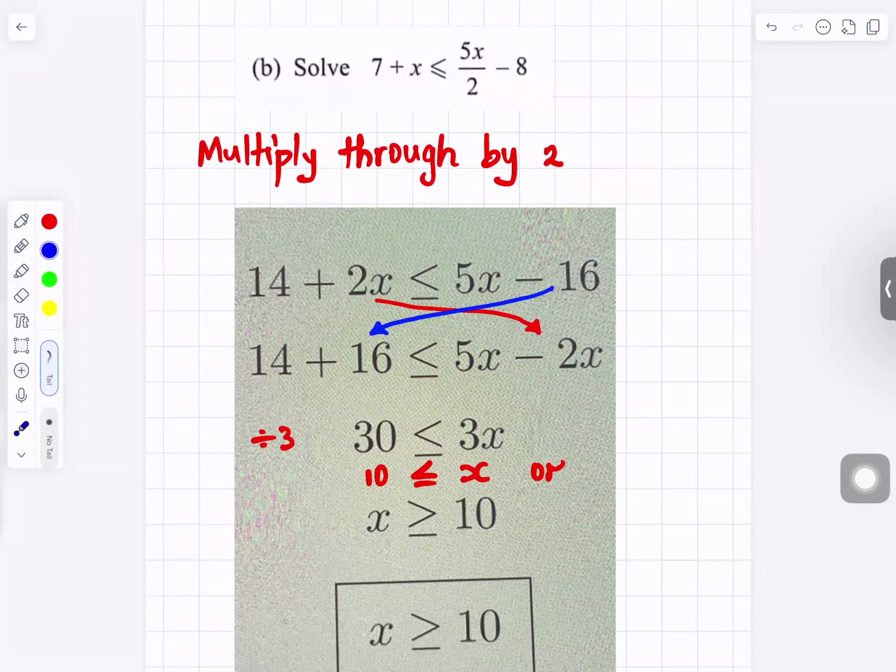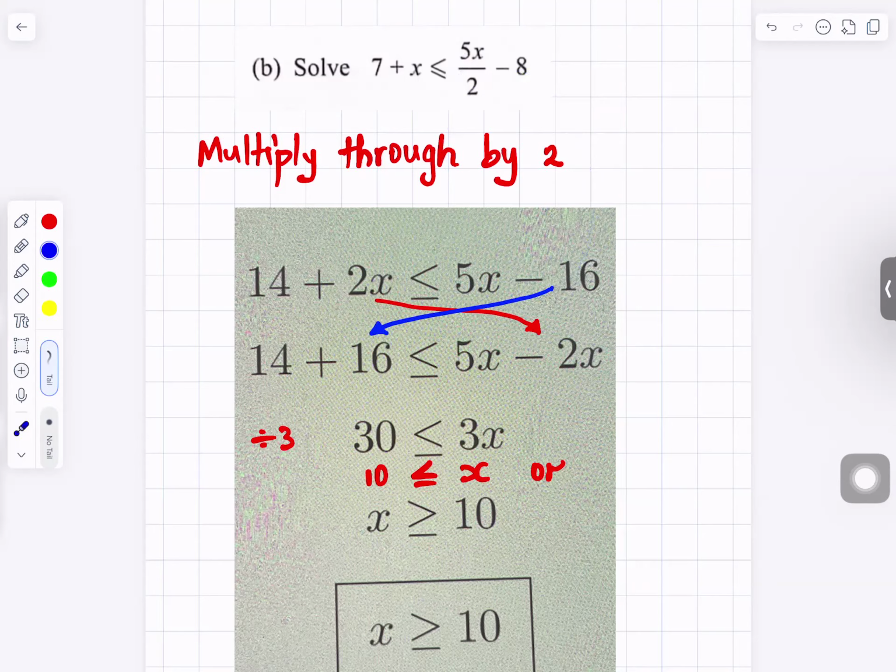And that would mean 7 times 2 will be 14. x times 2 will be 2x. 5x over 2 times 2, the 2 will cancel, you just get 5x. 2 times 8 is 16.